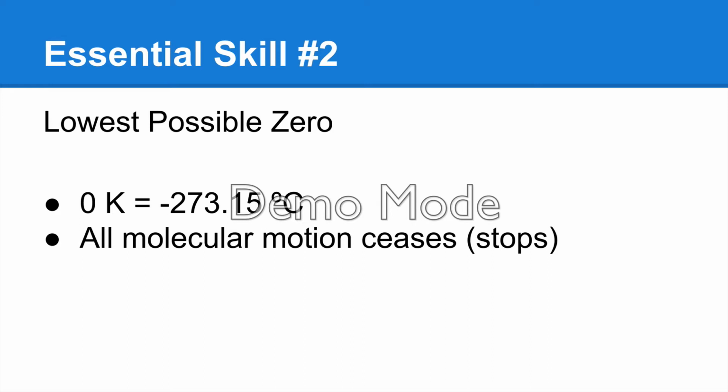Essential skill number 2, the lowest possible temperature. It's 0 Kelvin, which is negative 273 degrees Celsius. At this temperature, all molecular motion ceases, or all molecular motion stops. It is not 0 Celsius. That's where water freezes. That's not the lowest possible temperature. It is 0 Kelvin.